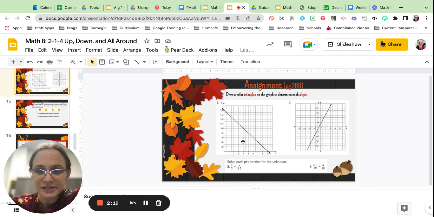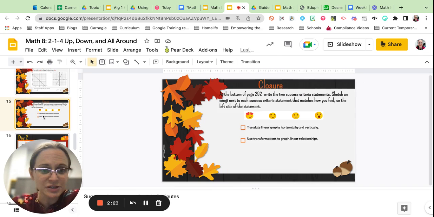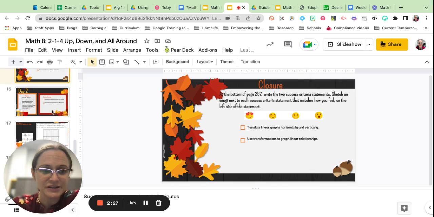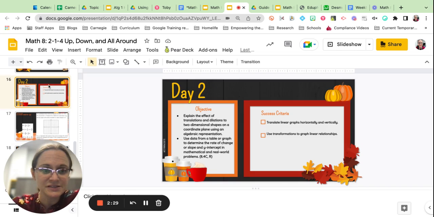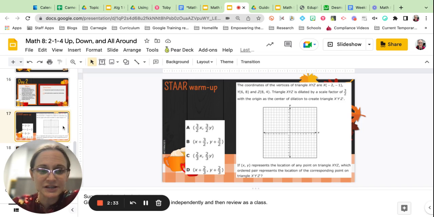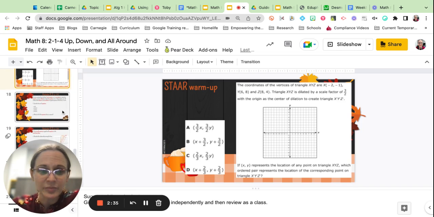At this point, we have a short assignment for them. They should be able to draw similar triangles on the graph to determine slope. And we have a closing activity in which they reflect on their understanding of the success criteria thus far. Day 2, once again, has our objective and our success criteria and a new STAR warm-up.